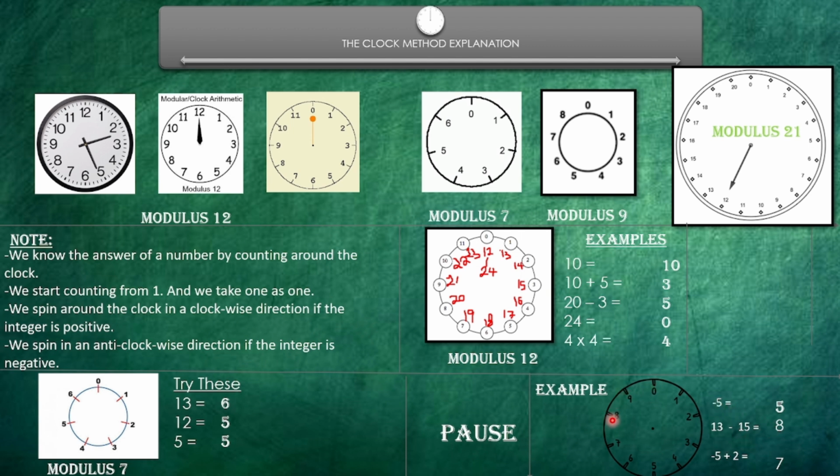1, 2, 3, 4, 5. Minus 13 plus 15 is going to be minus 2. So we have 1, 2. And then minus 5 plus 2, we're going to have minus 3, which is 1, 2, 3. Then we start counting from 1 and we take 1 as 1. As you can see in all these parts, when we had 10, we didn't start counting from 0, we started counting from 1, 2, 3. So you start from 1 and take 1 as 1. That's what it means. So you can write this down and practice more.